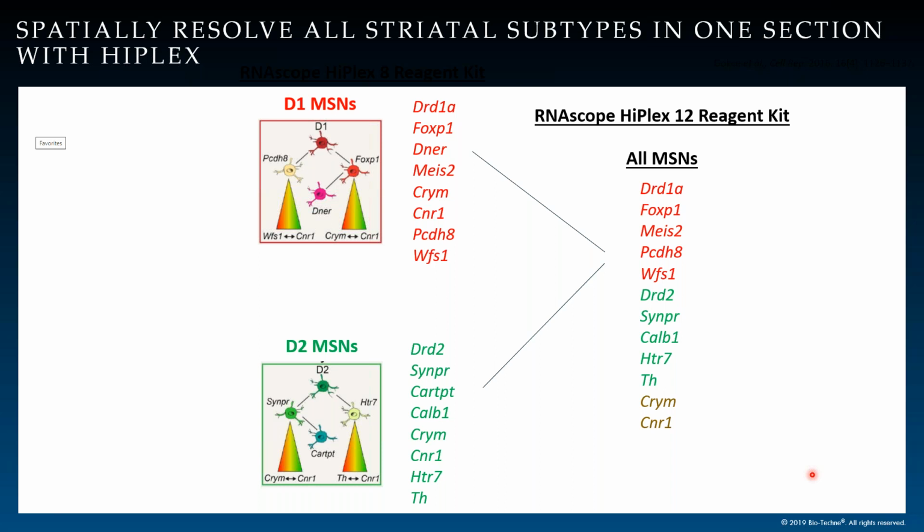So we based this project on that paper, and we selected genes specific for D1 and a set of genes specific for D2 medium spiny neurons, and wanted to visualize both these D1 and D2 populations simultaneously on the same section of the brain. So we designed RNAscope probes specific for these targets and performed the HiPlex assay and visualized all the 12 targets on the same section. The idea was to spatially resolve the expression of these targets and visualize these different subpopulations of neurons simultaneously.